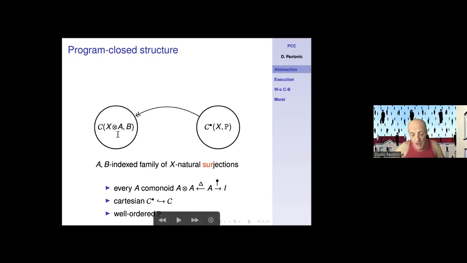So for every X-indexed family of morphisms from A to B, there is an X-indexed family of elements of P, which covers that morphism. And that will be the program for this computable morphism. In fact, the existence of such an X-indexed family will be the abstract characterization of the notion of computability.